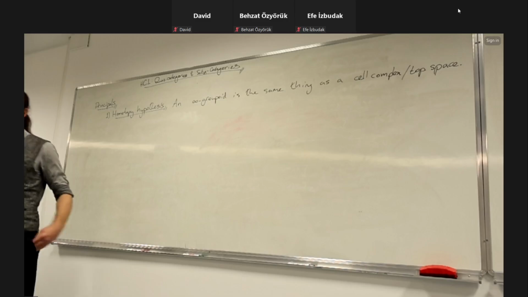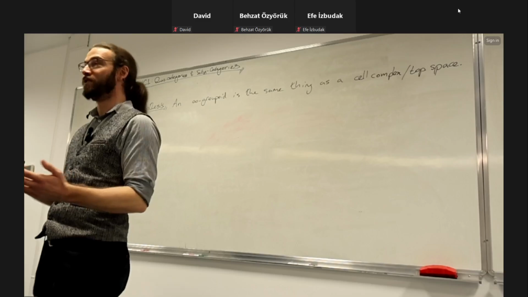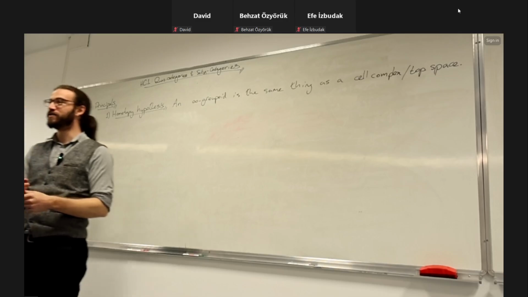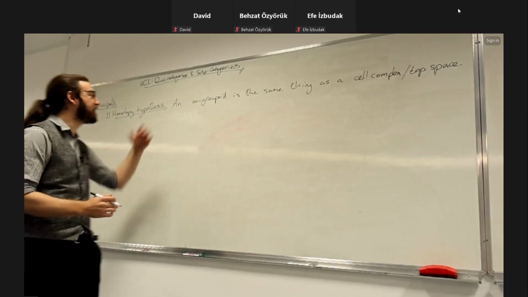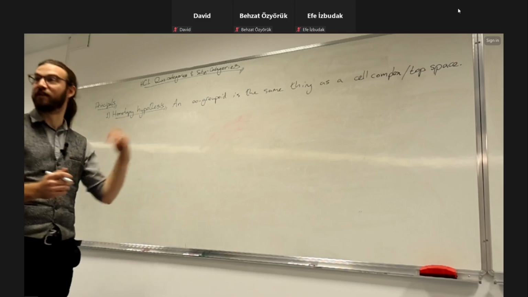So the idea here is you view the objects as points, the 1-isomorphisms as paths, the 2-isomorphisms as 2-cells, 3-isomorphisms as 3-cells, so on and so forth. And so the data to assemble an infinity groupoid will be the same data to assemble a cell complex.